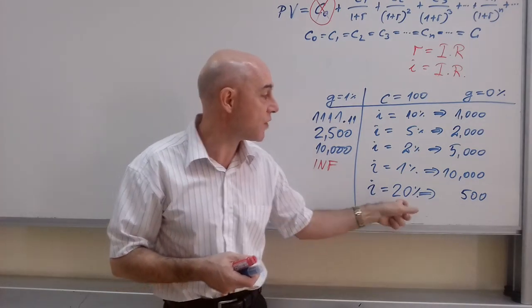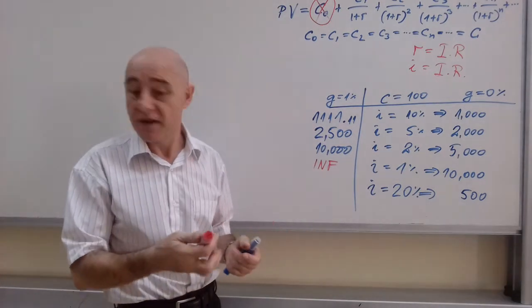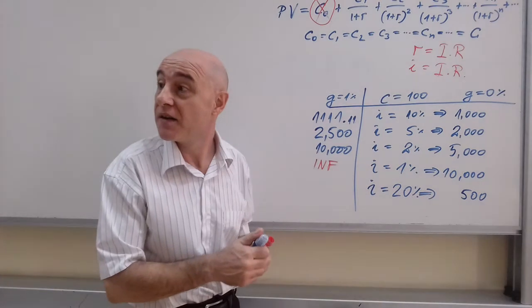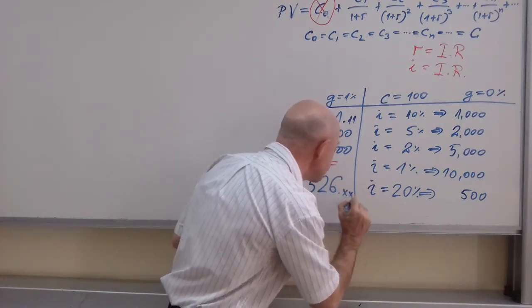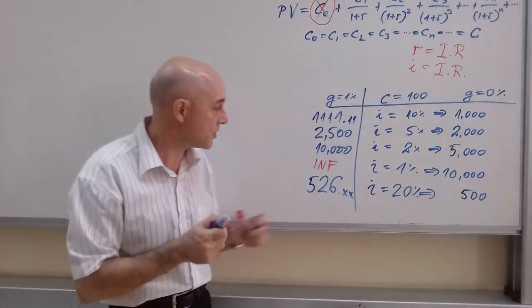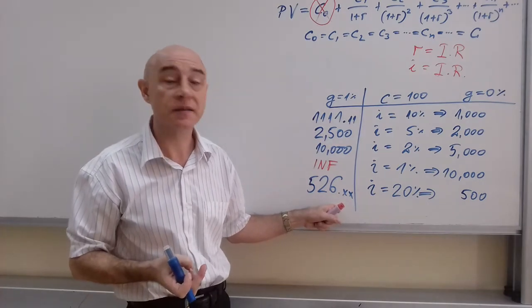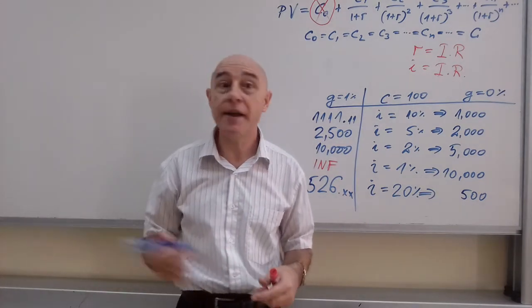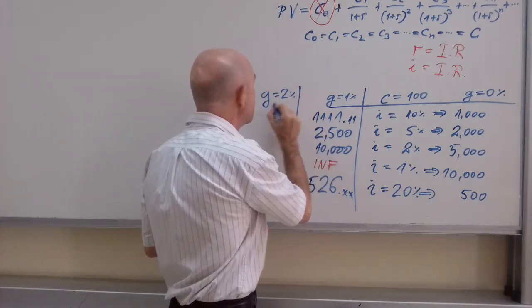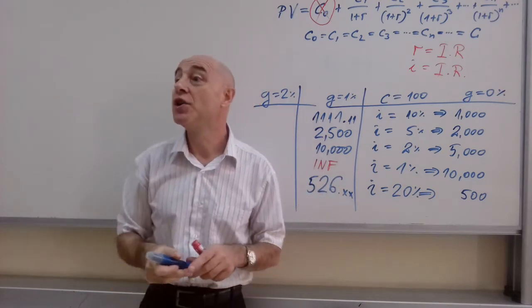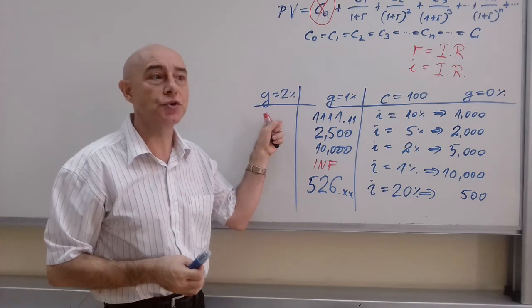And from 20%, what is it going to be? 500 and what? 526.31. That's for G equal to 1. Okay, one last exercise: G equal to 2.